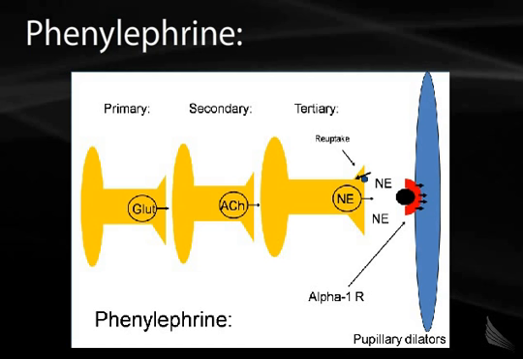If phenylephrine does not cause the pupillary dilators to dilate, then something is wrong with the pupillary dilators, because phenylephrine works directly at that level. There's a problem either with the muscle or with the receptors, but it's certainly a distal problem, not relatable to the primary, secondary, or tertiary neurons.